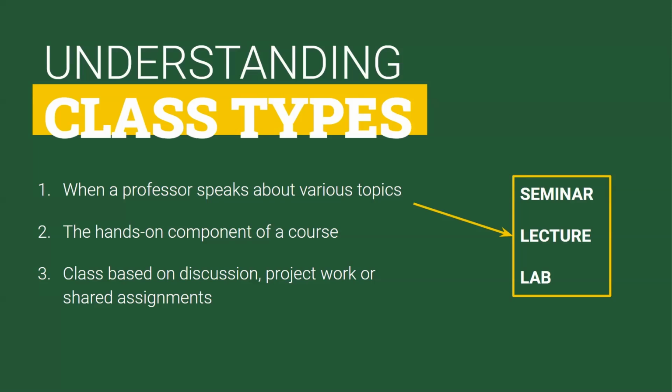Class sizes will range from 30 to about 300 seats and typically get smaller in higher years. Don't panic about being in a class of 300. You'll most likely be sitting there quietly taking notes as the professor talks for an hour or an hour and a half. The hands-on component of a course is called a lab.